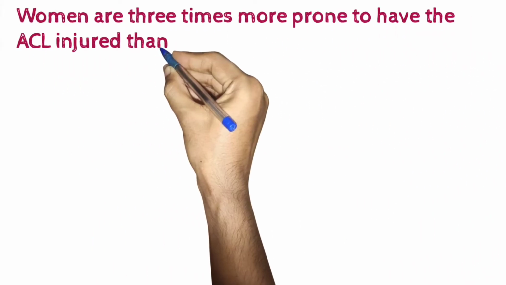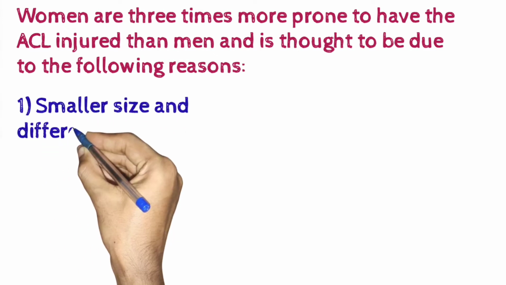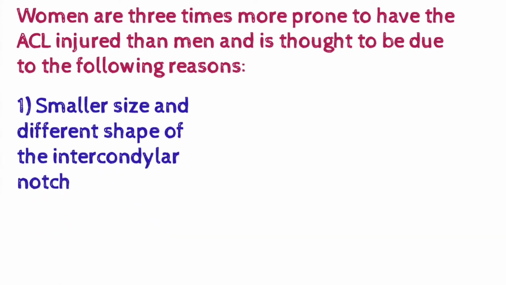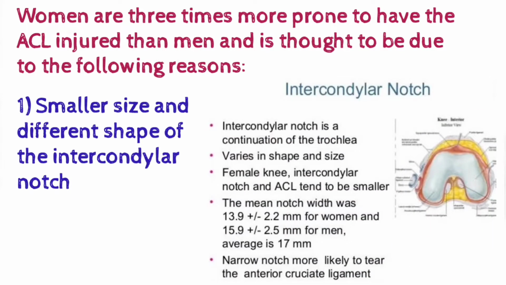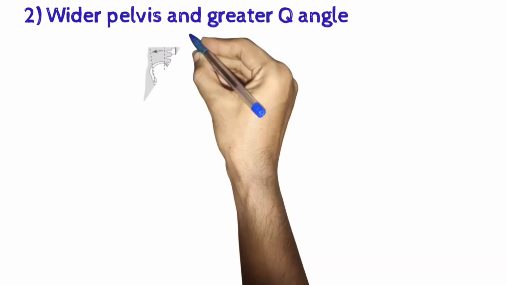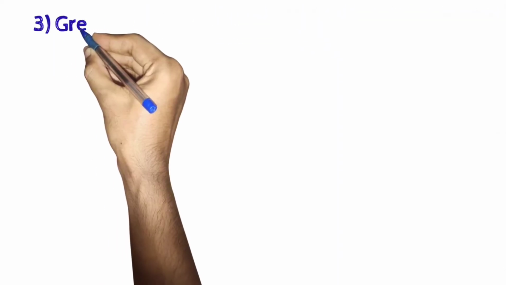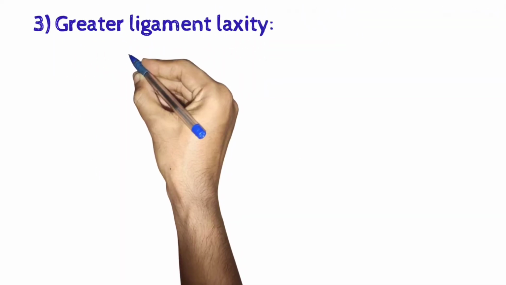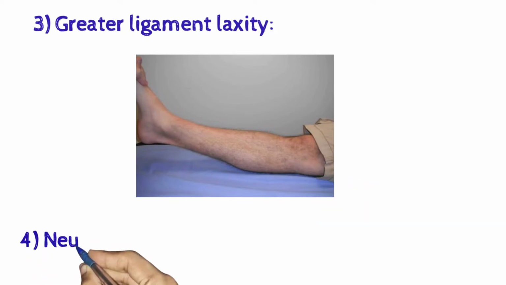Women are 3 times more prone to have the ACL injured than men, and this is thought to be due to the following reasons. 1. Smaller size and different shape of the intercondylar notch. 2. Wider pelvis and greater Q angle. 3. Greater ligament laxity. 4. Neuromuscular factors.